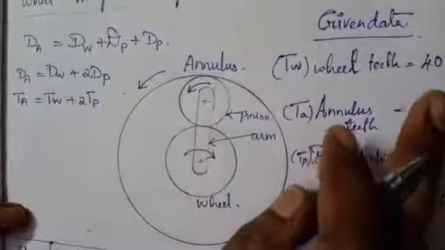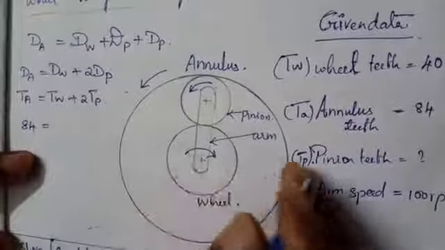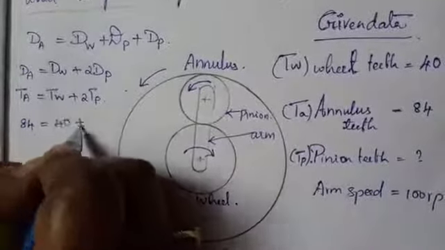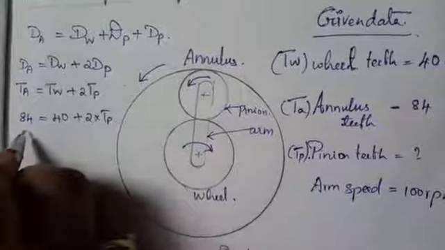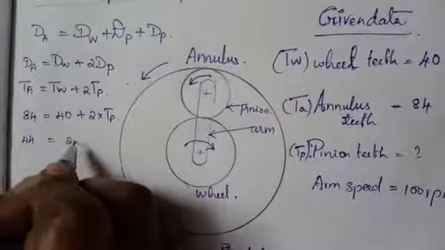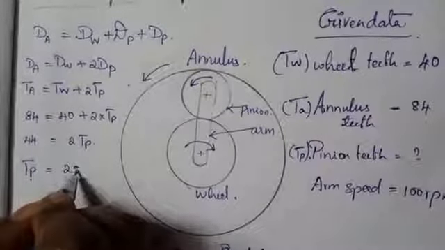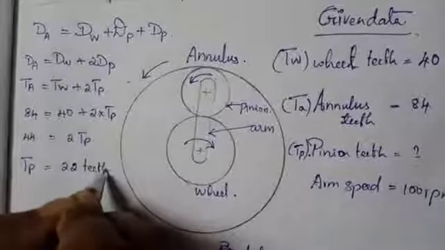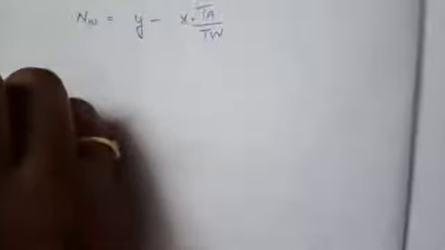So TA value is given as 84, that is equal to TW is 40 plus 2 into TP. So you will get 84 minus 40, so you will get 44 equal to 2 TP. So TP equal to 22 teeth. So this is the value of the number of teeth on the pinion. Now, from the problem you have to take the conditions.